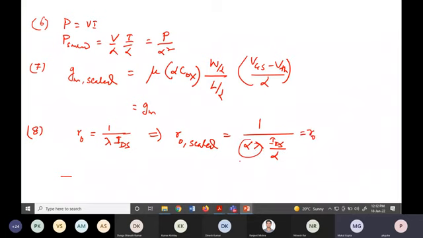Okay, why will lambda increase? Because lambda is nothing but delta L. You remember delta L by L over VDS, right? So this is VDS by alpha. VDS will go, sorry, over VDS. So this VDS by alpha, so that alpha will be multiplied with lambda, right? In the scaled R naught.